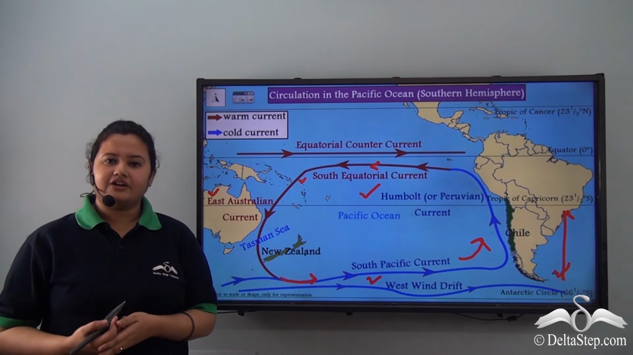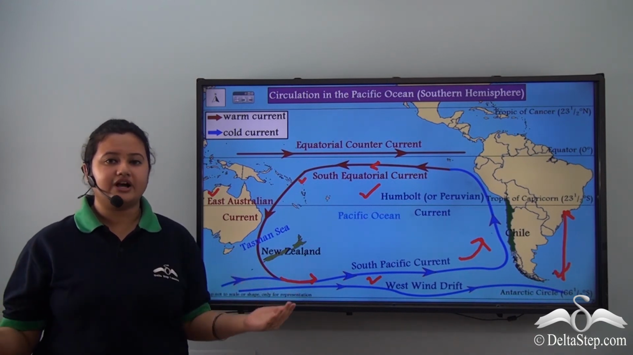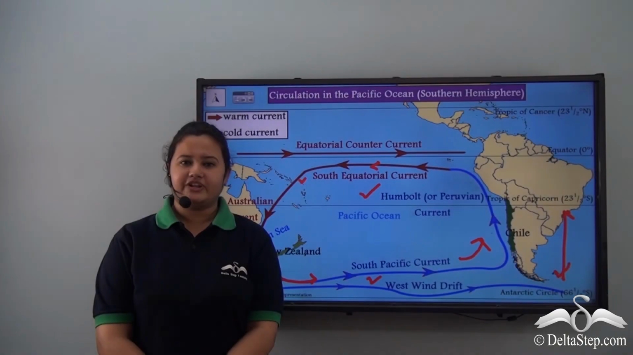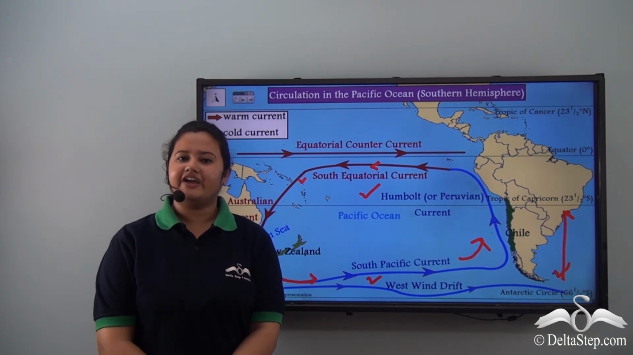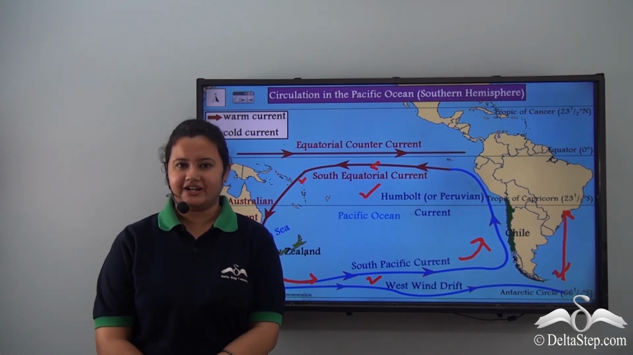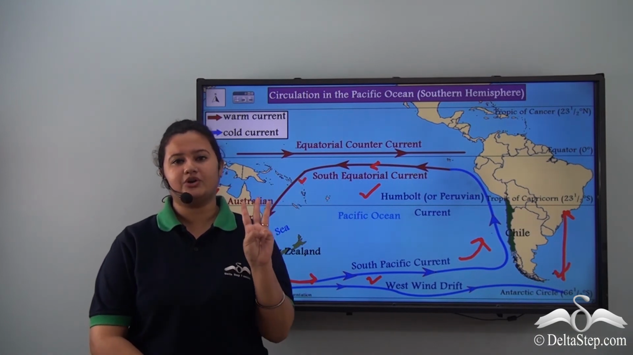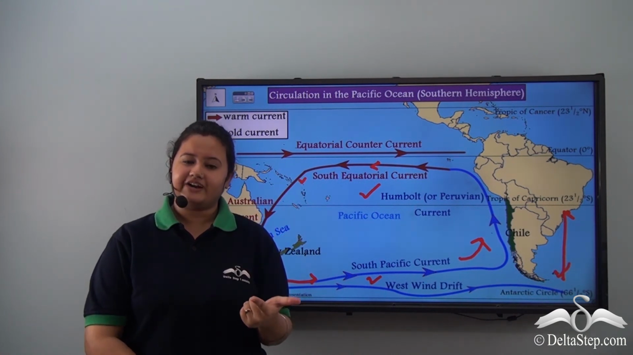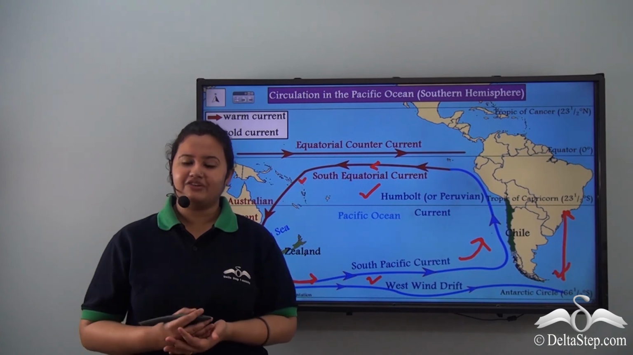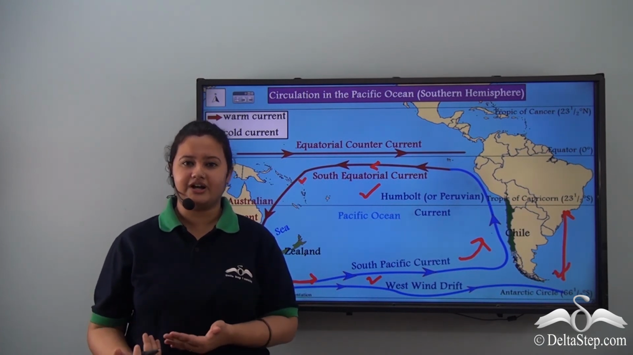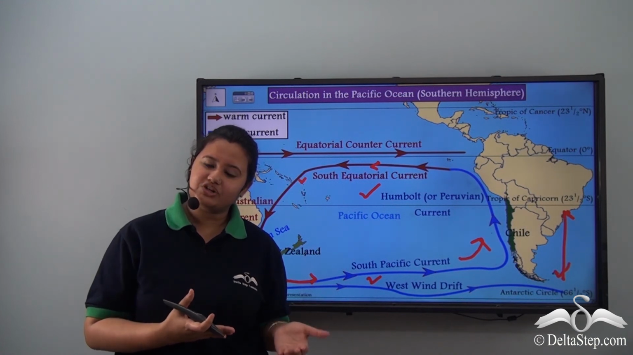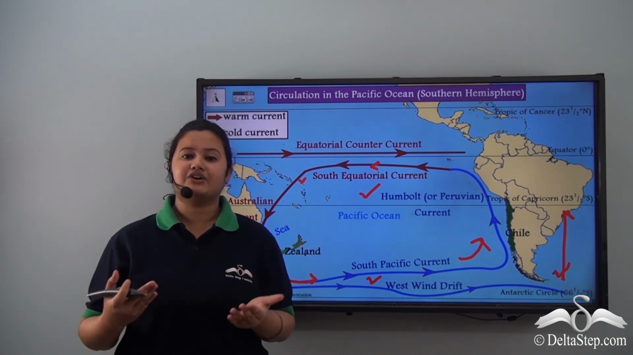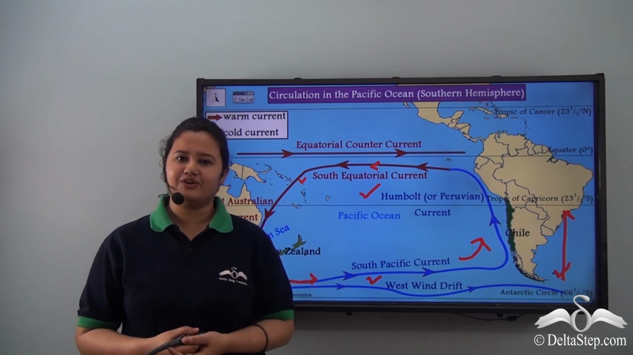So today we have understood how the circulation of ocean current goes on in the northern part and the southern part of the Pacific Ocean. So today we have studied about what is a gyre. Gyre is a vast system of rotating ocean currents. Then we have studied about three important ocean currents in the torrid zone, which is the South Equatorial current, North Equatorial current and Equatorial counter current. Then we have studied about the circulation of ocean currents in the northern part of the Pacific Ocean and in the southern part of the Pacific Ocean. In our next video, we will look at the circulation of ocean currents in the Atlantic Ocean.